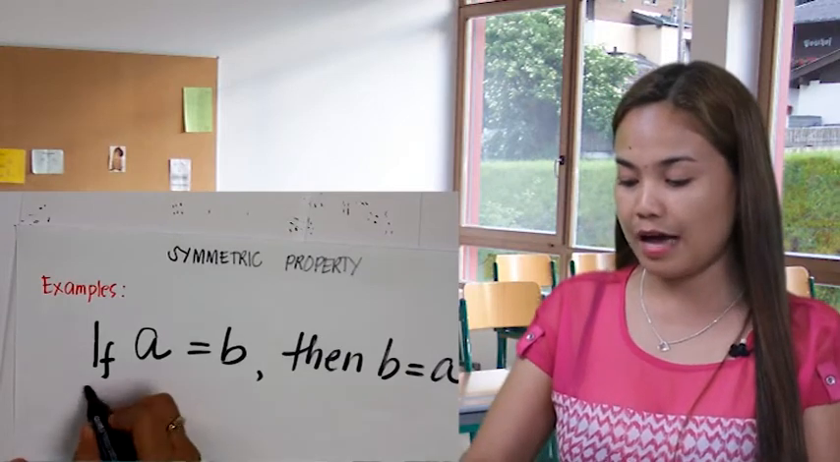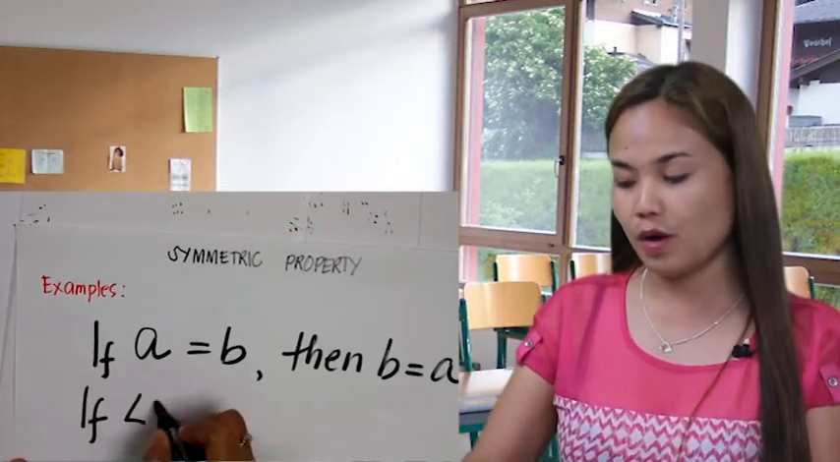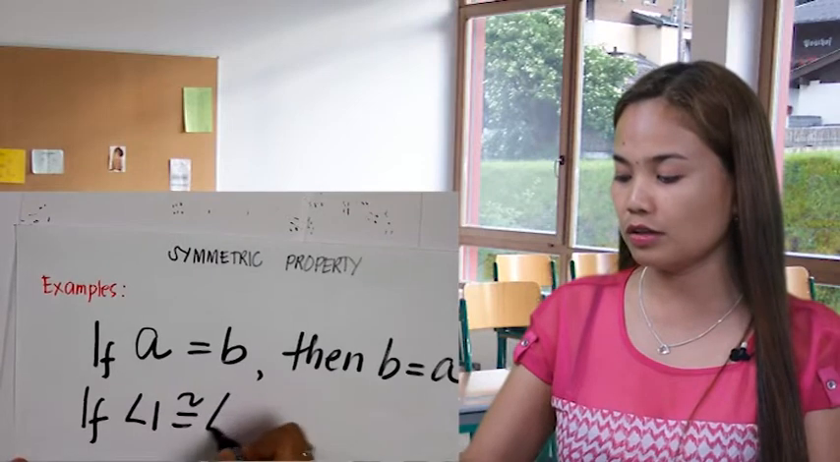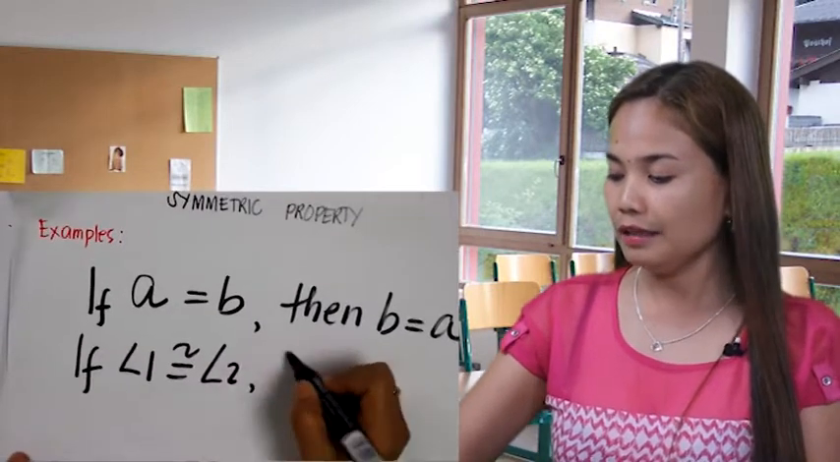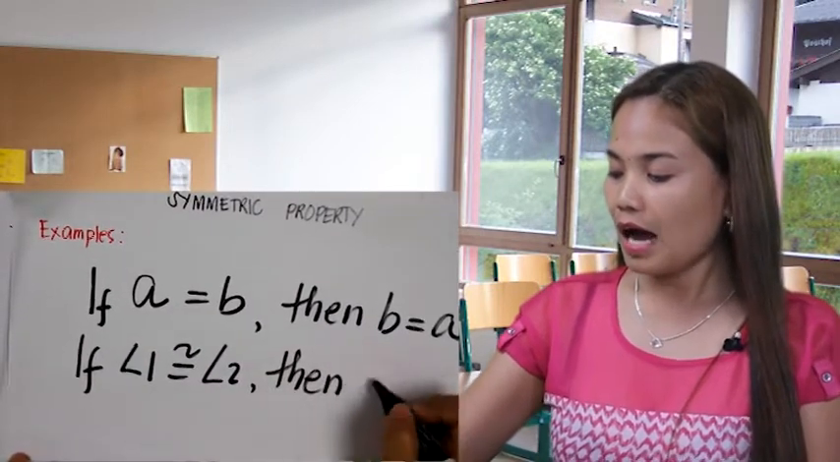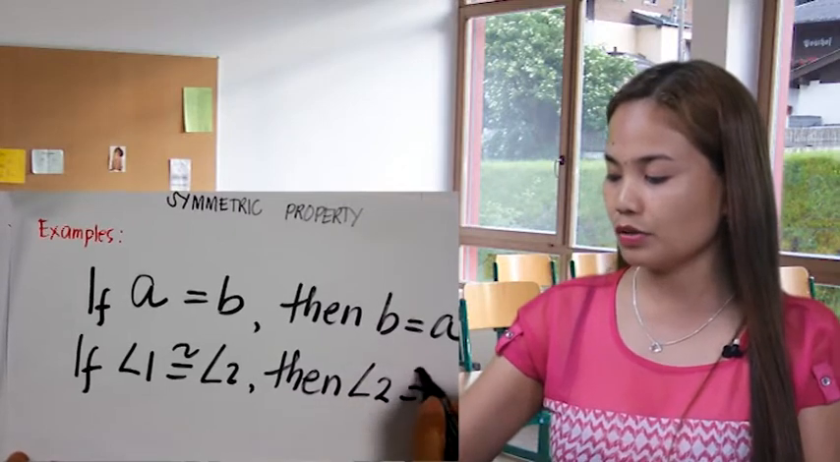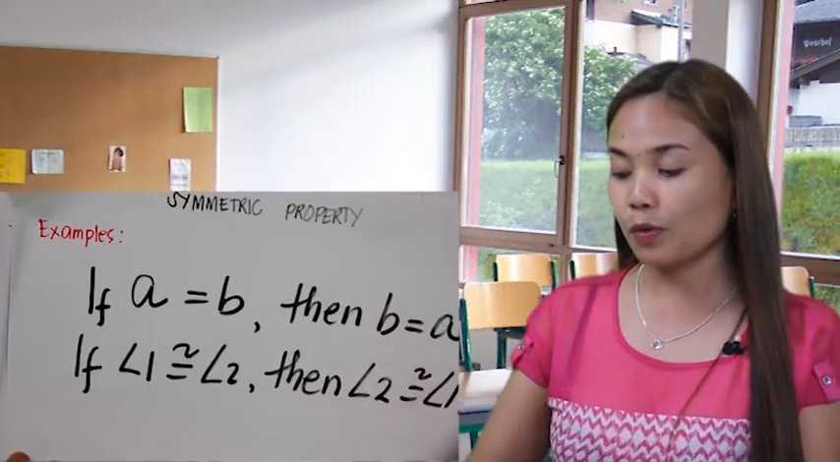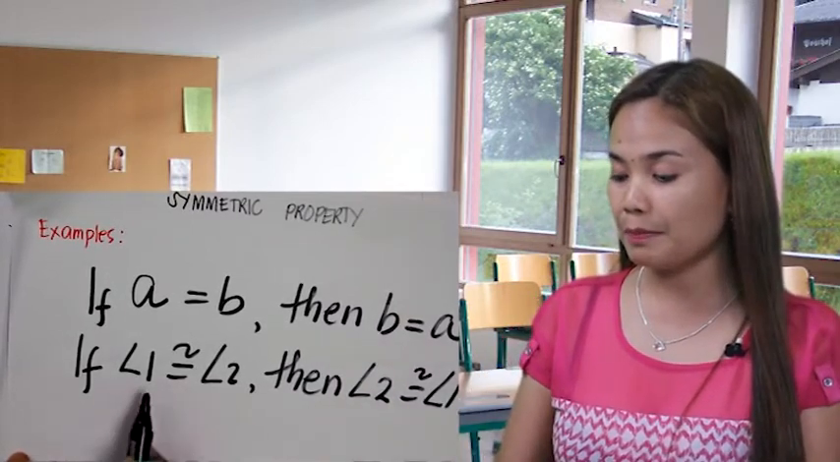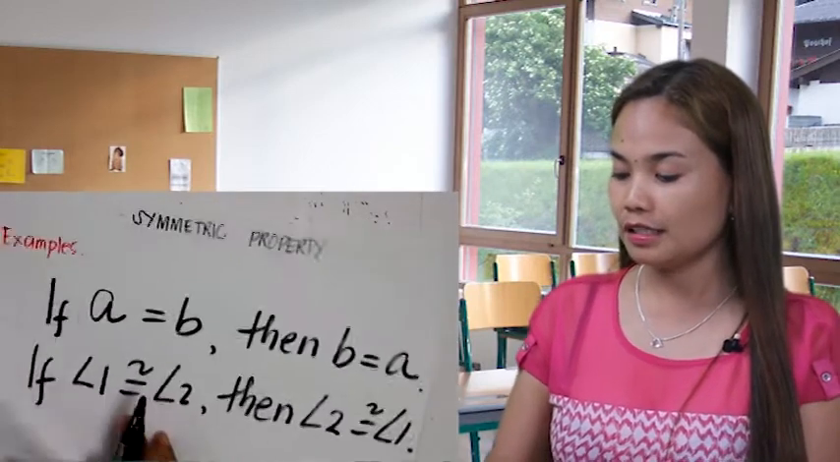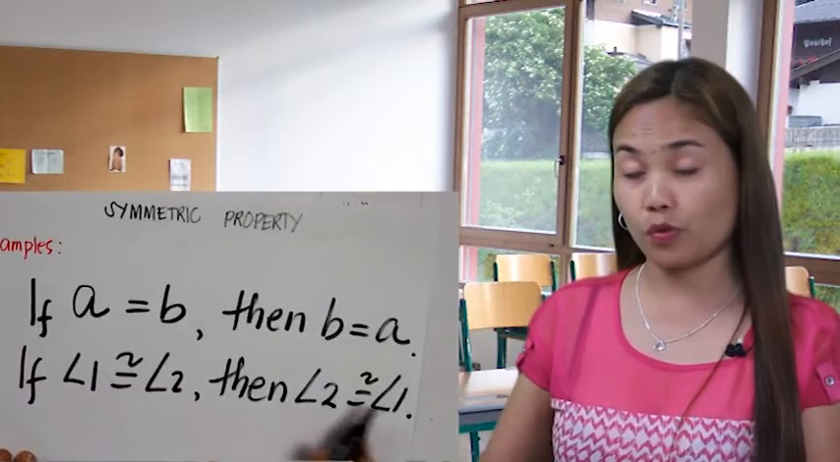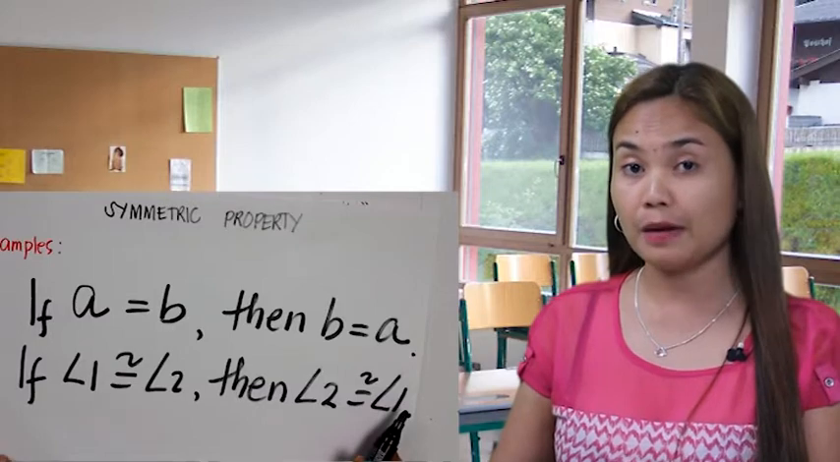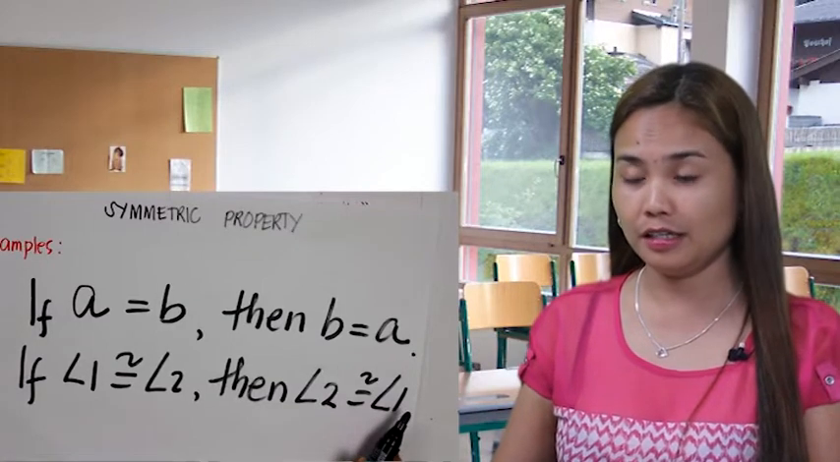We can also have, if angle 1 is congruent to angle 2, then angle 2 also is congruent to angle 1. So it can be reversed, 1 or 2, or 2 or 1. That is the symmetric property. Okay?